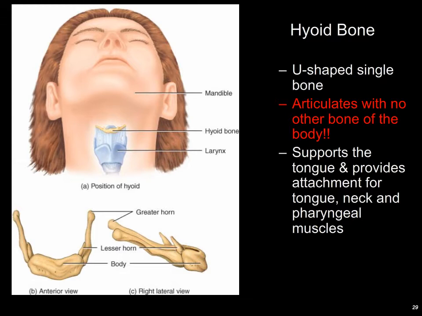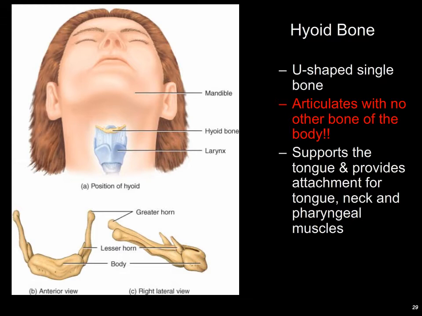And the first of these is a very unique bone called the hyoid bone. The hyoid bone is a U-shaped single bone that lies inferior to the skull. It is attached to the upper part of the larynx. Now, this is a very interesting bone because it is a bone that articulates with no other bone in the human body. That is, it's suspended by cartilage, but it's not touching any other bone. And the function of the hyoid bone is to support the tongue and also provide attachment site for muscles of the tongue and neck, and also some of the pharyngeal muscles.